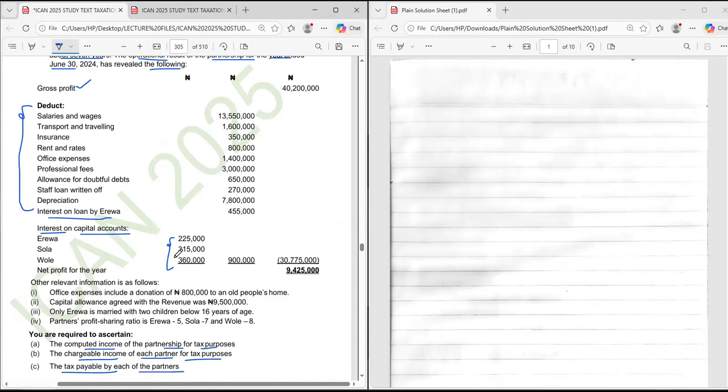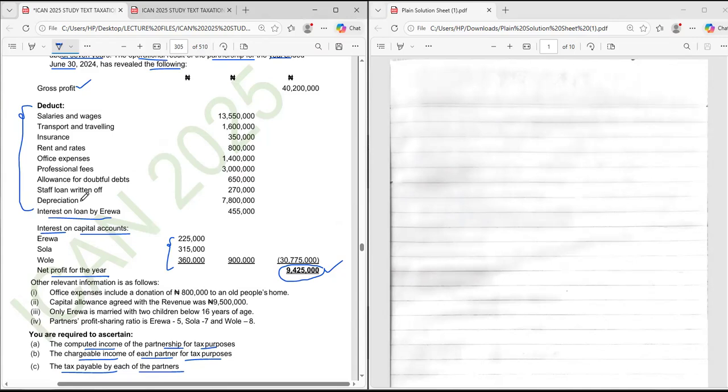So this is the net profit of the business. We are going to start with this net profit. On a normal day, we would say, let us share the net profits to each of the partners. But the case will not be like that, because there are some expenditures here that are disallowed.